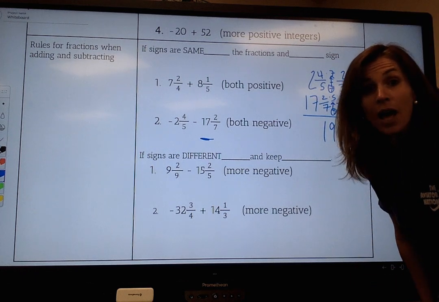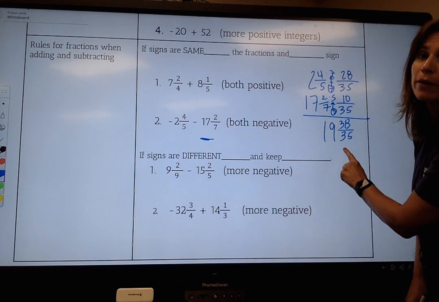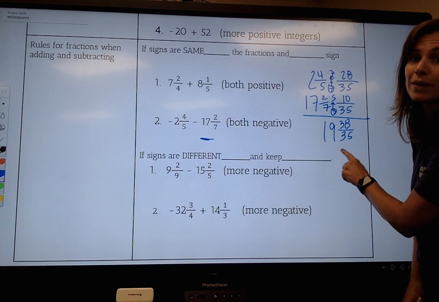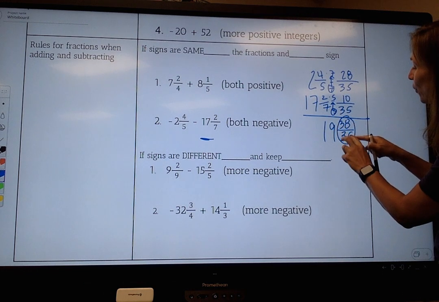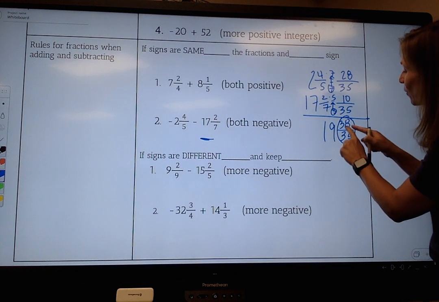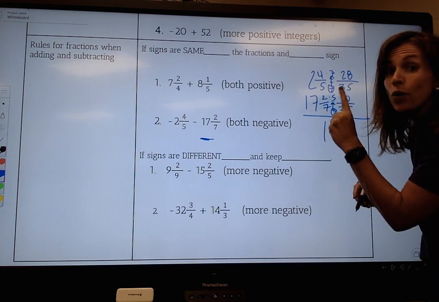And then I say, oh no, this is not the right form. This is an improper fraction. So what does this mean? It means we have one whole number in here. 38 over 35. So 35 goes into 38 one whole time. There's one whole number hidden.